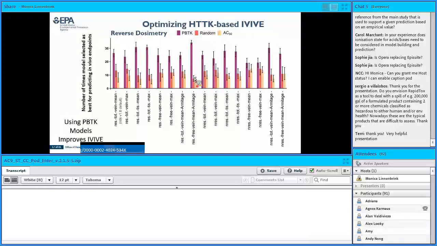One where you just took the AC50 and you tried to correlate that with the in vivo effect. The second where you just did random toxicokinetics for a random chemical. So maybe my actual chemical is bisphenol A and I randomly pick 10 times different chemicals. How often does that work? And then if you actually use this high throughput PBTK model for the specific chemical, how often does that show better correlation than the other two models?